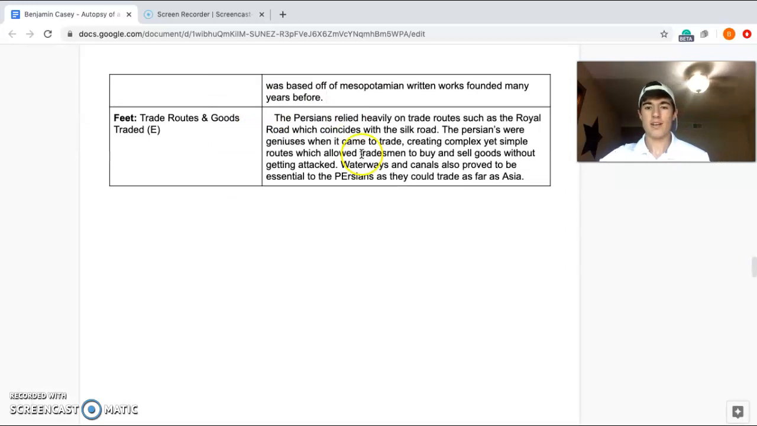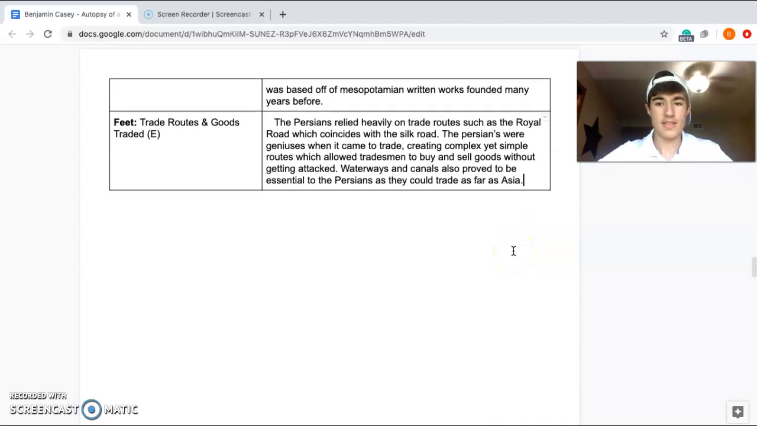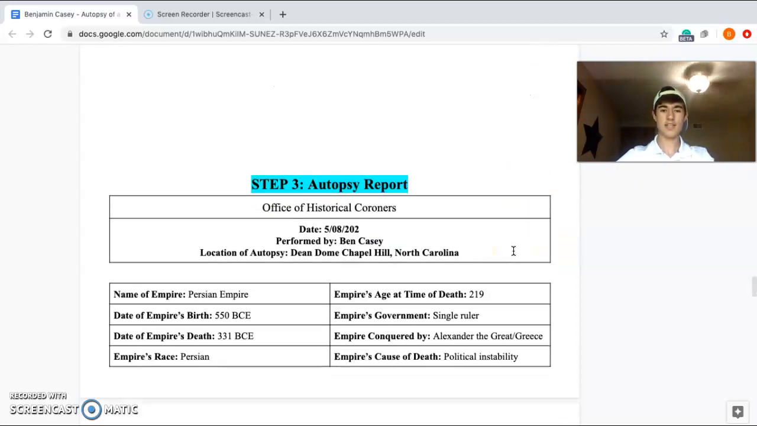Trade routes. Persians relied on the Royal Road, which was sort of their primary trade route. And they often created lots of good waterways and canals. It proved to be essential for the Persians because they were able to trade safer. They avoided tax with their trade. And they created more allies to the west of them through the Indian Ocean. So that is the body report.